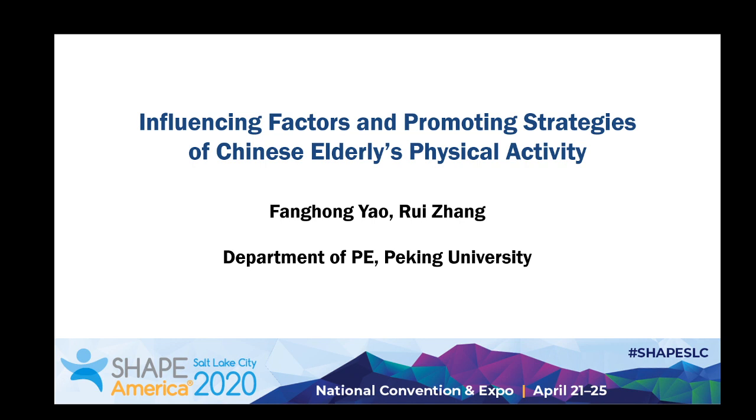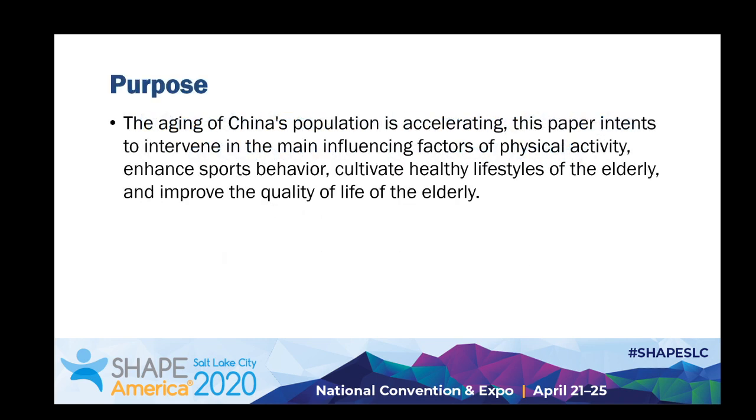Today, the topic of my presentation is influencing factors and promoting strategies of Chinese elderly's physical activity. First part, purpose. The aging of China's population is accelerating. This paper intends to intervene in the main influencing factors of physical activity, enhance sports behavior, cultivate healthy lifestyles of the elderly, and improve the quality of their lives.